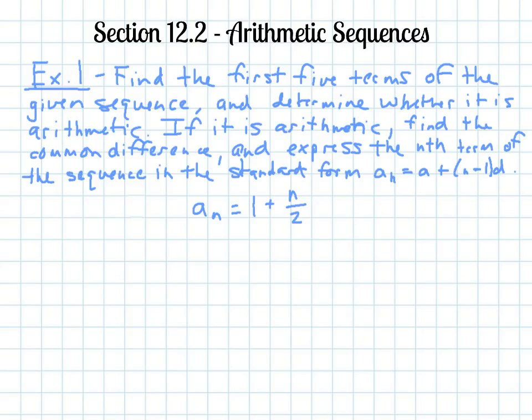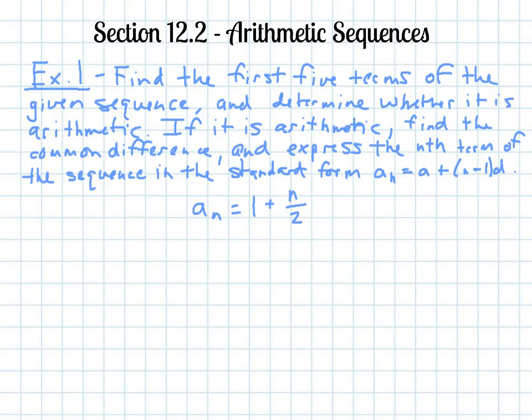Today's lesson, section 12.2, we'll be talking a little bit more about arithmetic sequences, and then also talking about partial sums for arithmetic sequences. So, for this first one, it wants us to find the first 5 terms of the given sequence, and then determine if it's arithmetic. If it is, find the common difference and express it in standard form.